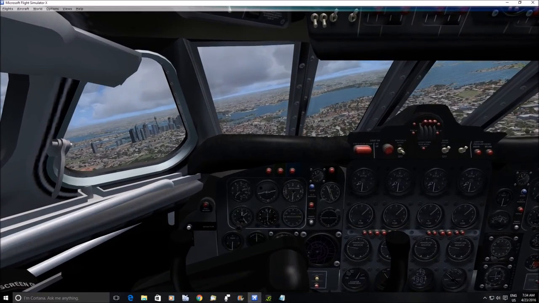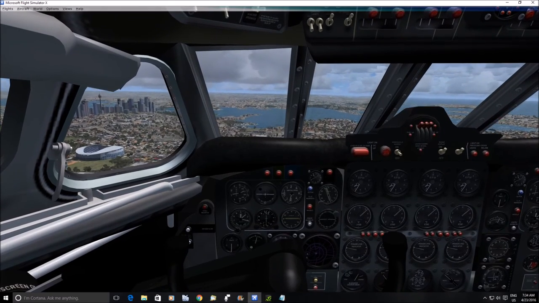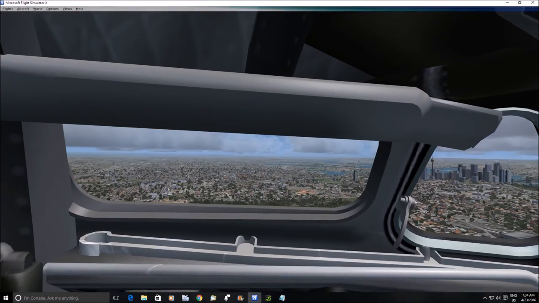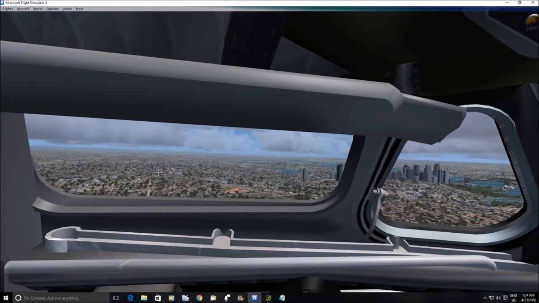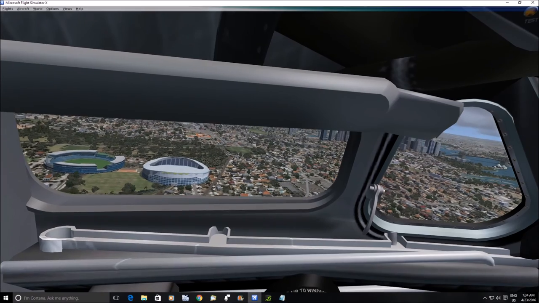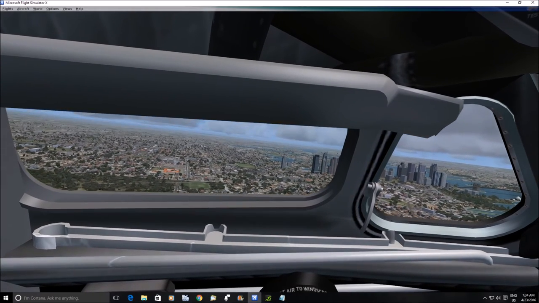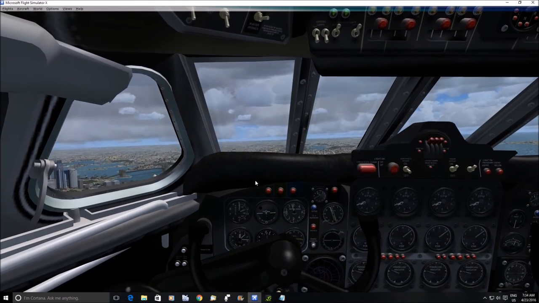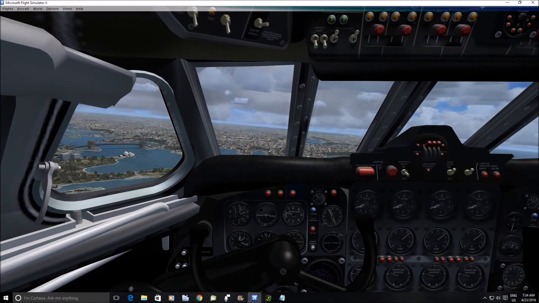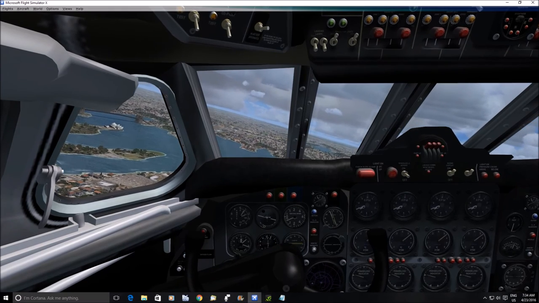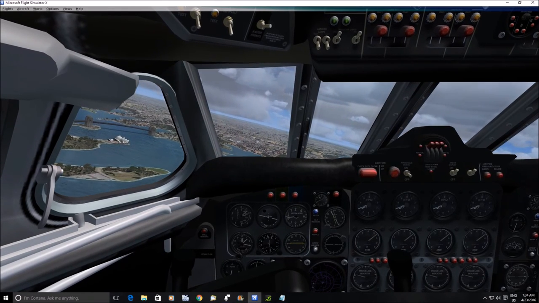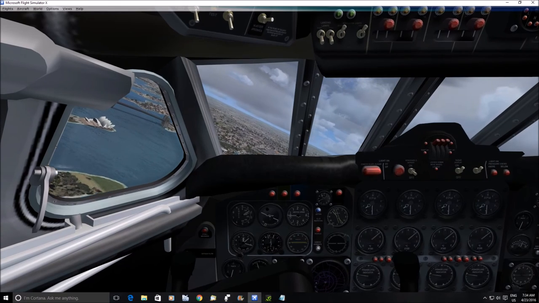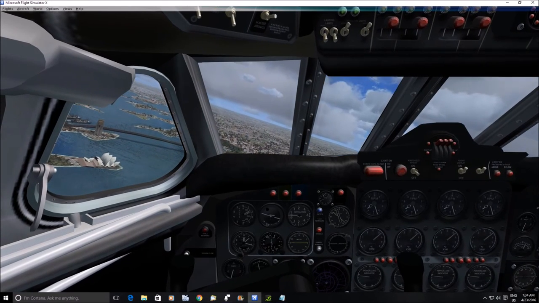So I think we'll do a little fly past to Sydney here before we turn around and land on 16 left. A couple of stadiums there. Opera House coming up on the left here. Frame rates are hurting a little bit.